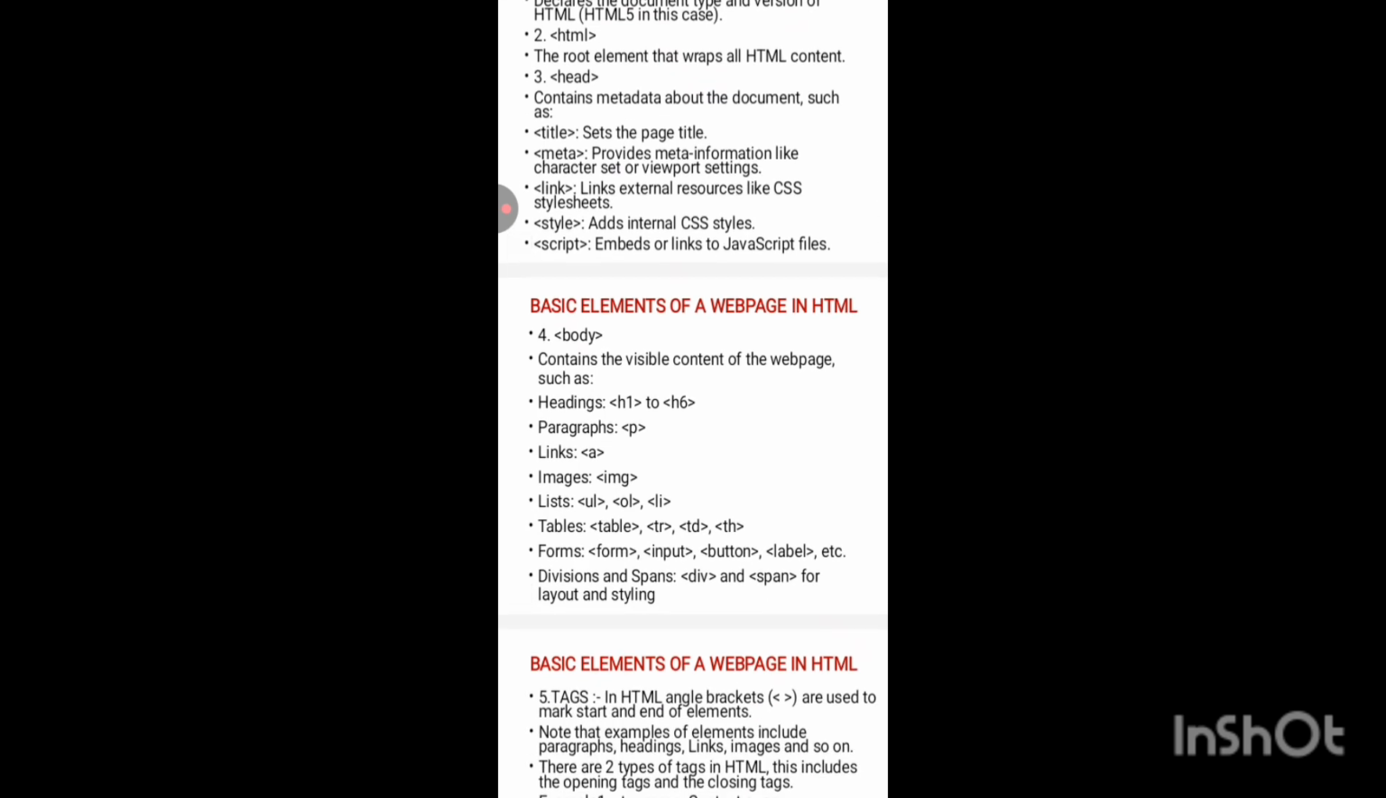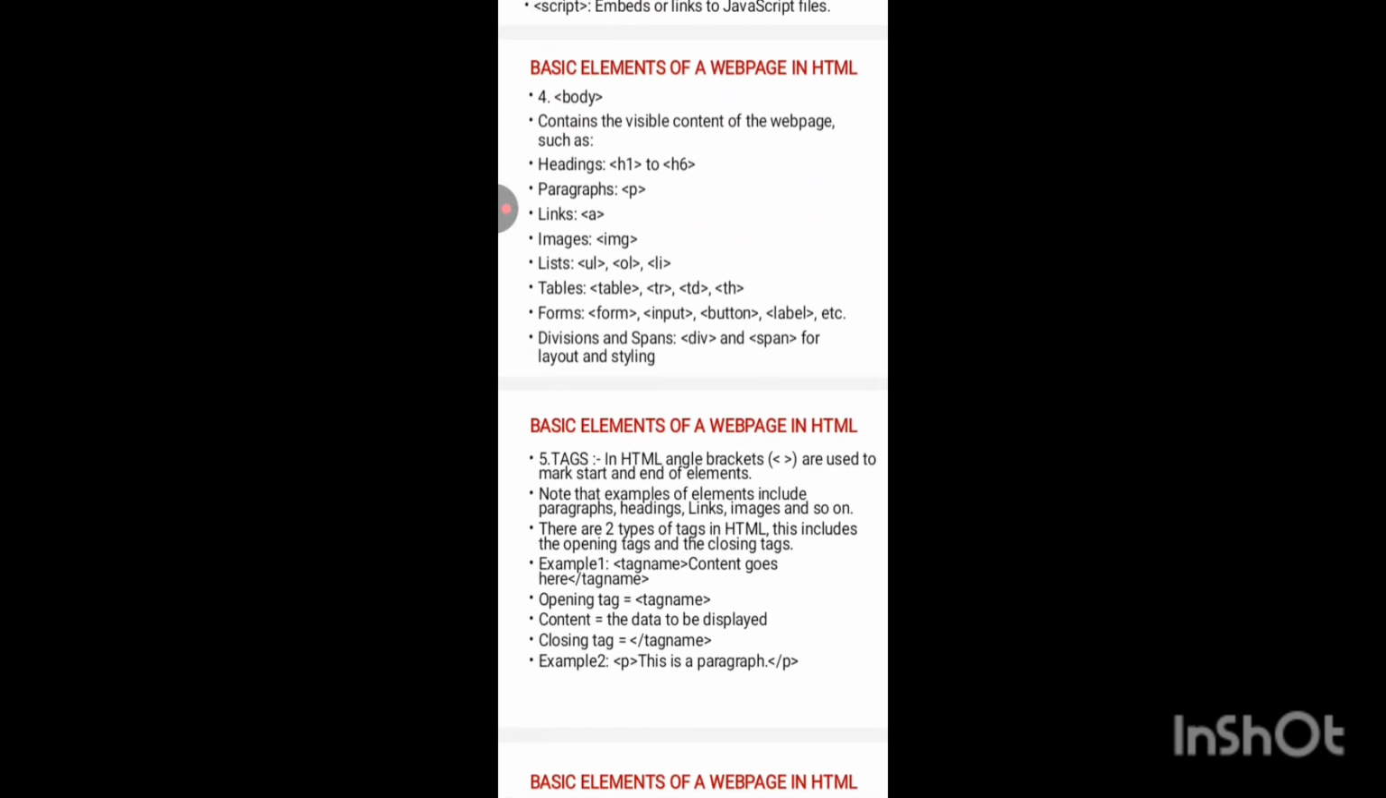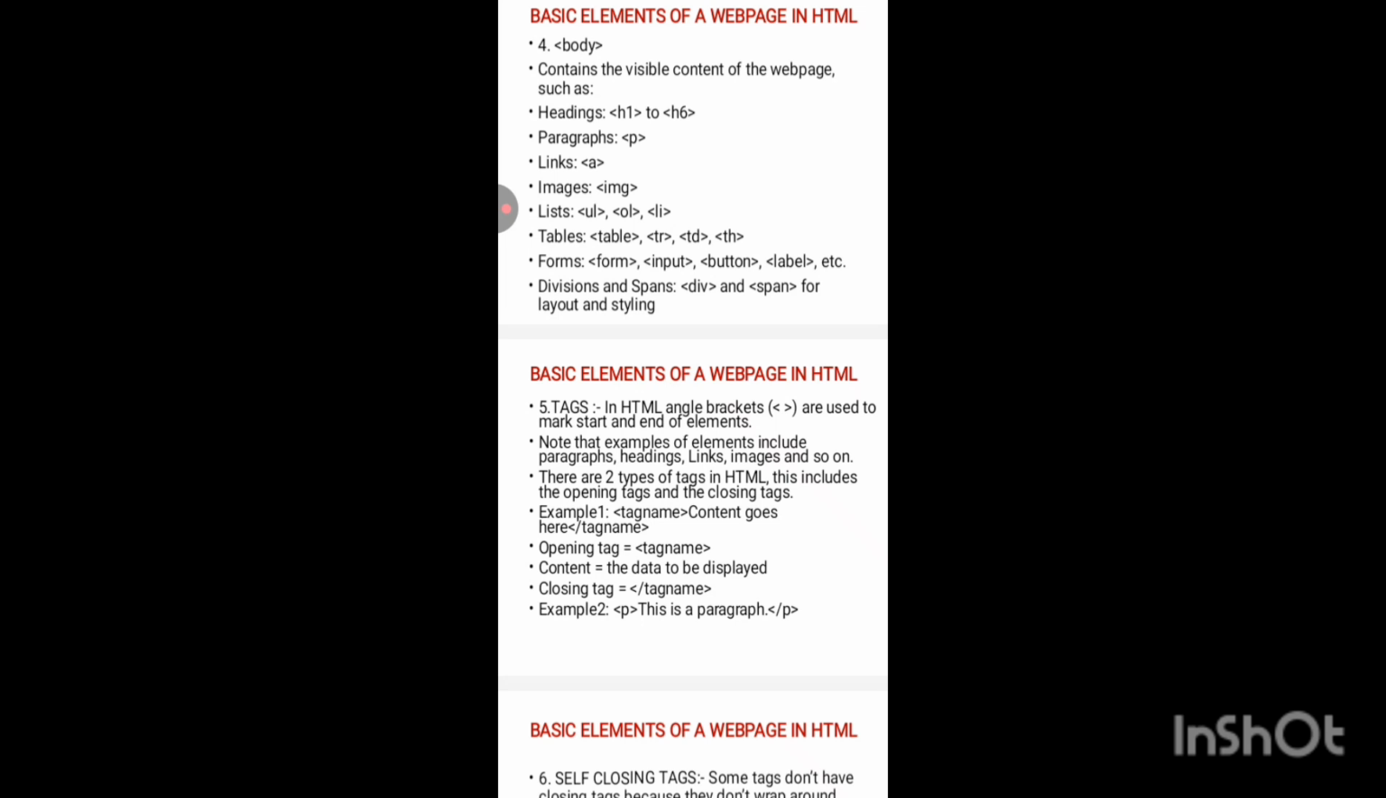So next we have the body element. The body element contains the visible content of the web page, such as the headings. We have heading 1 to 6, which I'll also show you in my next video. We have the paragraph, which is represented with P. The next is the link. The link is represented by an A.